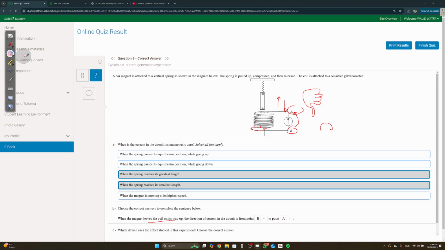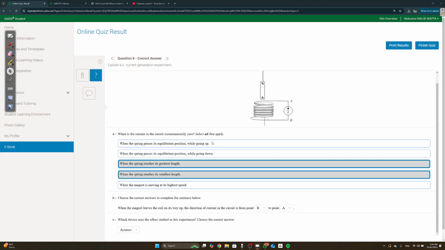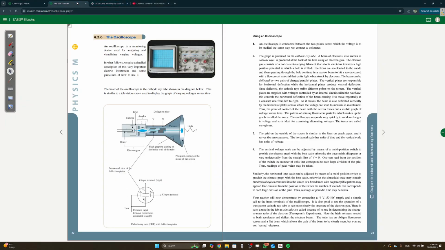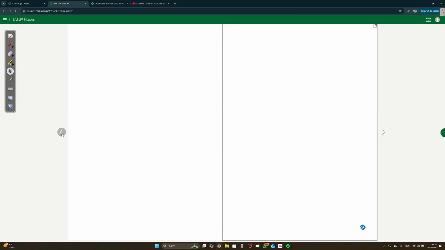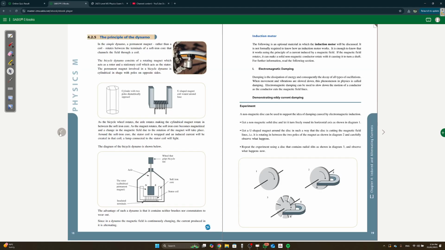Okay. Which device uses the effect studied in this experiment? A dynamo. So this is the principle of the dynamo. So he could get it if he wants, because that's how it works. Okay, it's a spring that uses this principle. You can read it if you want. That's basically, you have a magnet and then you have a coil that keeps on rotating and produces energy.